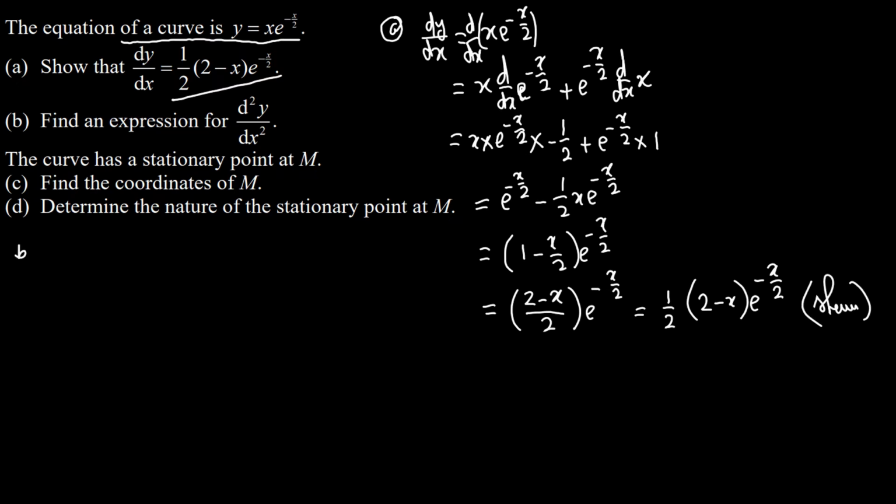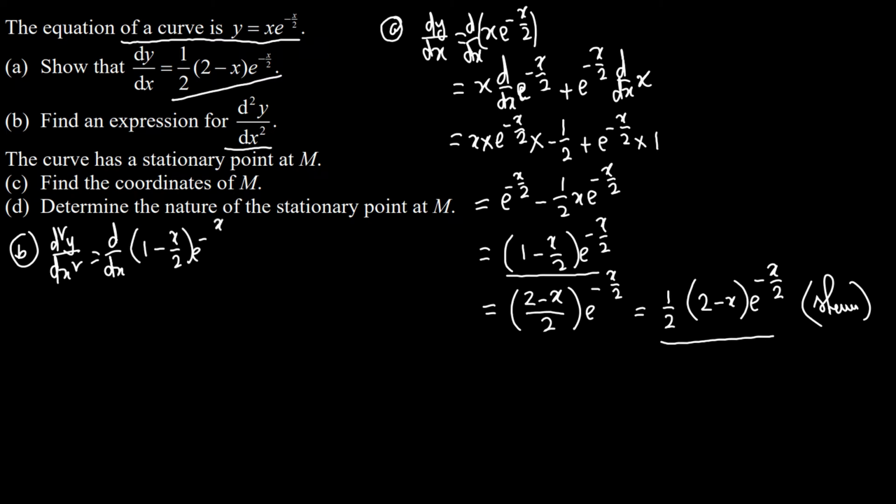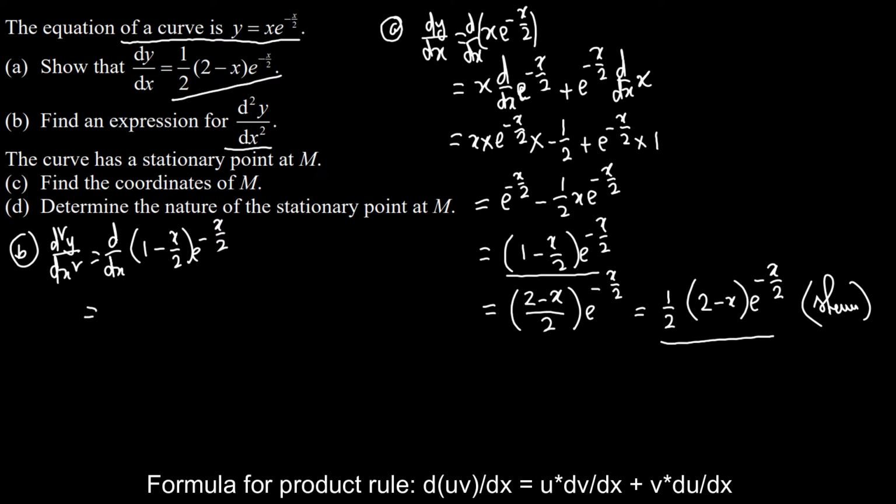The second part is asking us to find an expression for d square y by dx square. So we need to differentiate that expression again. Differentiating this expression is the same as differentiating the expression written here. Let me apply the differentiation again. d square y by dx square is d by dx of 1 minus x by 2 e to the power minus x by 2. We need to apply the product rule again.